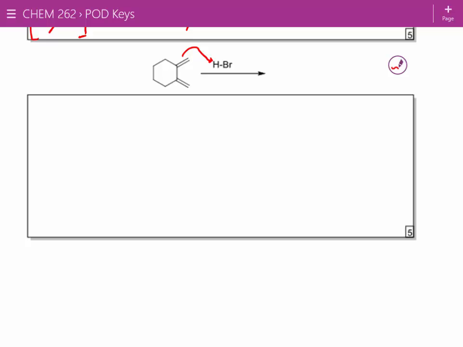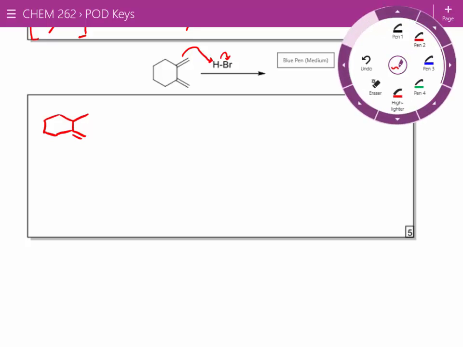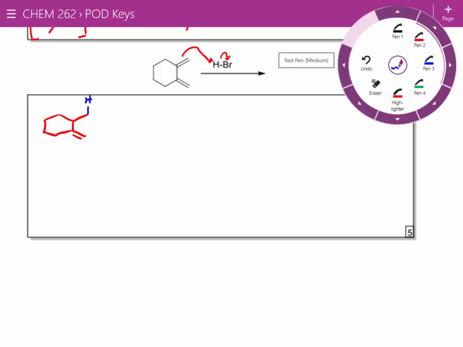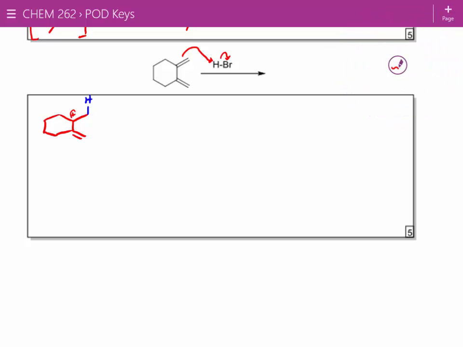So we can have this grab that proton there, kick off our bromine. And then if we do this, we always want to form our most stable carbocation. So I'm going to leave this bottom one here, and I'm going to draw the proton that added in as blue. So now we've got a carbocation in this position. Does that look good? Is there anything special about this carbocation?